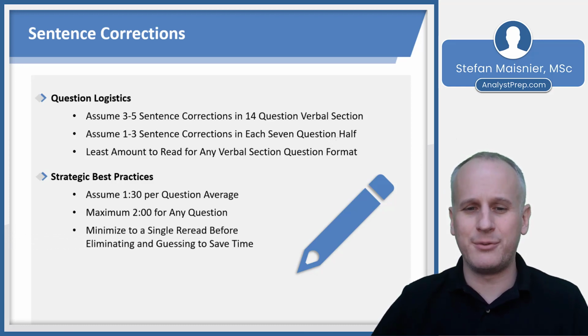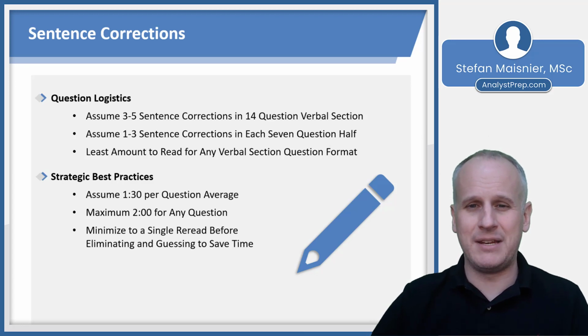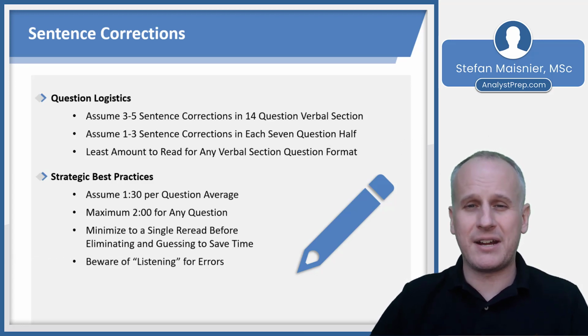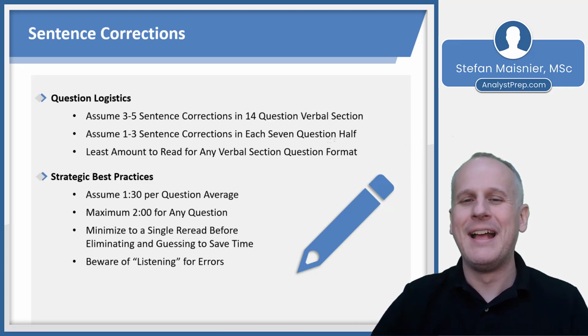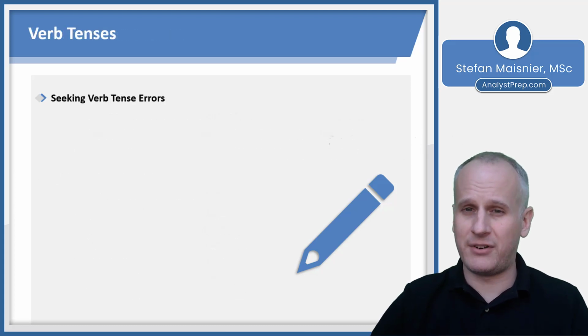You'll want to limit yourself to a single reread before eliminating and guessing to save time, and that single reread ideally should come at the very end of the process as the last step to confirm that your correct answer does capture the intended meaning of the original sentence. Be careful of just listening for errors. Unfortunately, the English ear for grammar is not great for most people, and instead you want to visually look for differences indicating possible common sentence correction issues, such as verb tense errors.